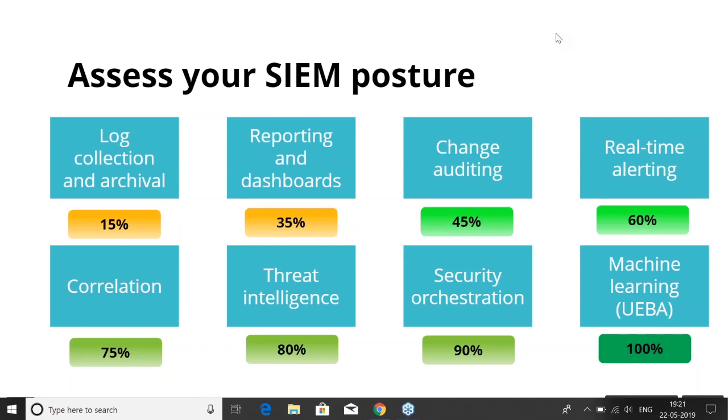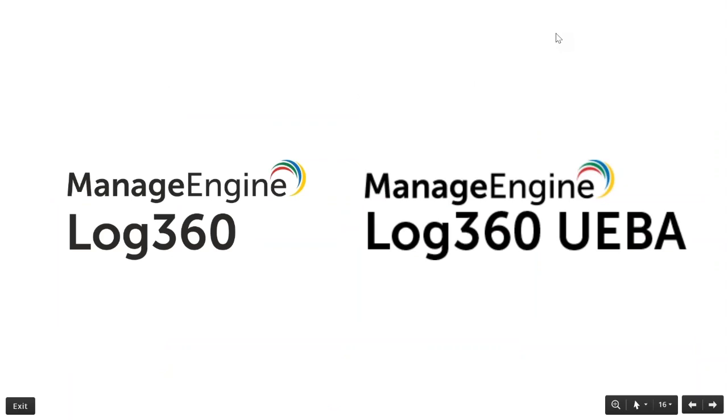Right? This is not any official analyst study, but this is just something that I roughly came up with, to give you an idea of what kind of features you need to be looking at in a SIEM solution, and what kind of capabilities rather that you need to look at in terms of bettering your own SIEM posture. Right? So that brings me to the end of my presentation.